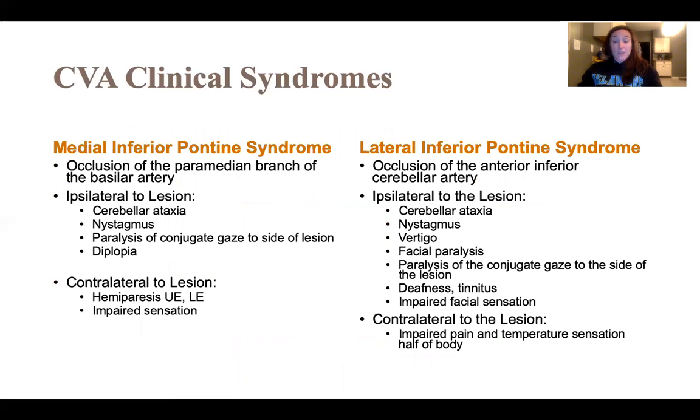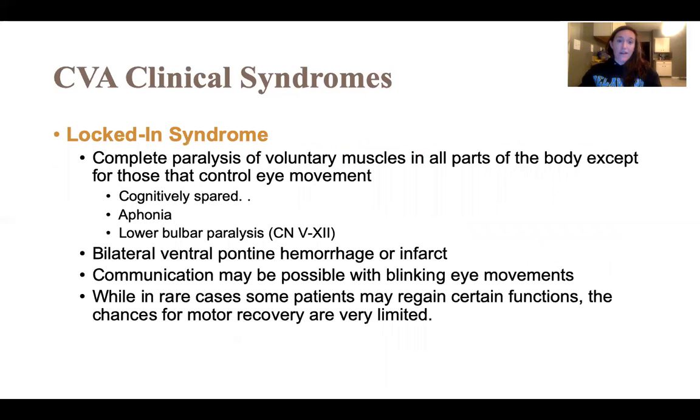Okay, two more in our pons. You guys can read through them. So our pons can cause a lot of trouble, but when we have just a smaller area of our pons impacted, whether it's medial inferior, lateral inferior, you're going to knock out different ascending and descending tracts, and these are the signs and symptoms you may have.